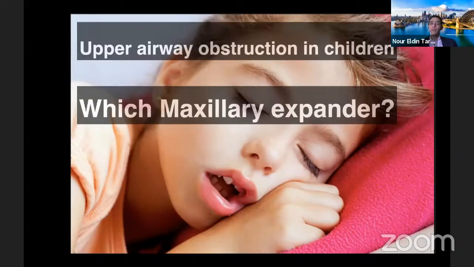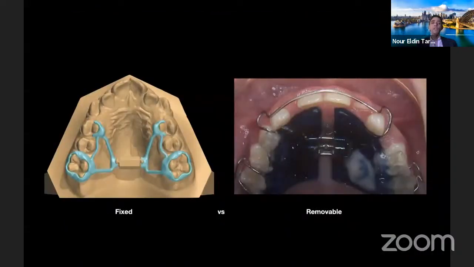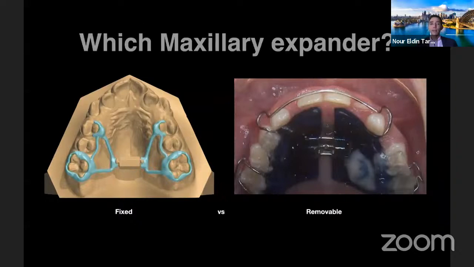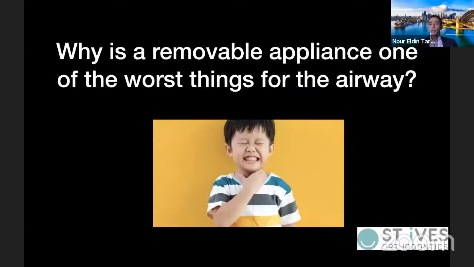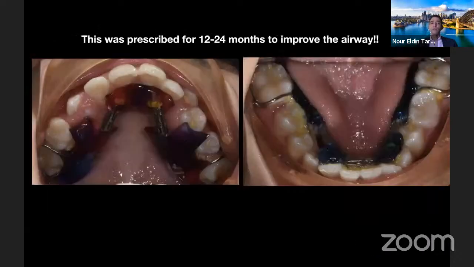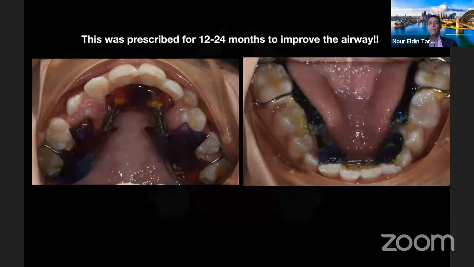Okay, well, so we know maxillary expansion can help. Is there a particular expander that's better? So for example, what about a removable versus a fixed expander? It is my personal opinion that removable expanders are terrible for airways. And that's because a removable expander, and you can see sometimes people even put them in the lower jaw. I saw this child, it was prescribed 12 to 24 months of treatment with this device to help improve their airway. My feeling is that an appliance like that is actually choking the child in their sleep.